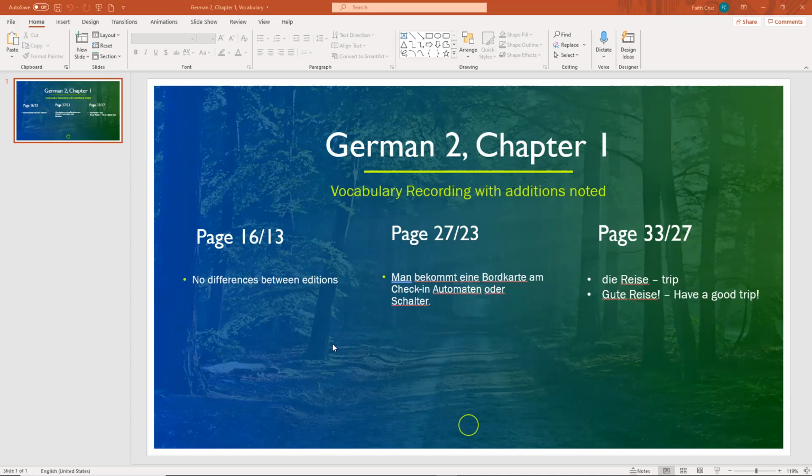So the first section says describing what one carries. So the first thing you have there is was trägst du denn? You notice that a umlaut. The verb is tragen. It means to carry, but it is a stem changing verb. And so for the du, the A changes to a umlaut. So we have was trägst du denn?